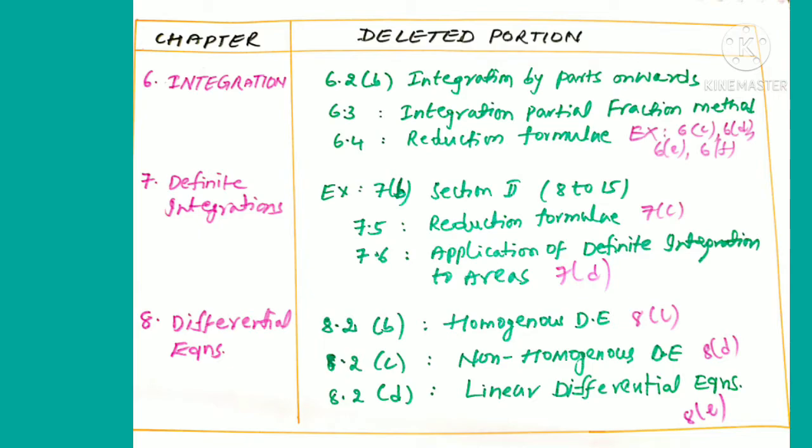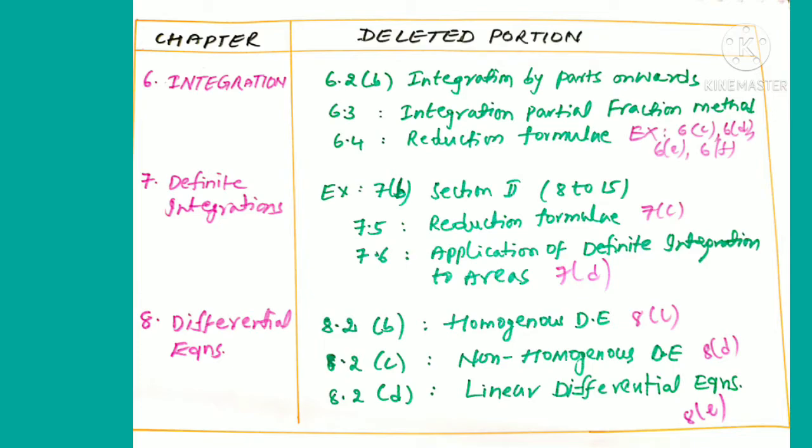Now I can come to the definite integrations. In definite integrations, exercise 7b section 2, questions 8 to 15 are deleted, and section 7.5 reduction formula, means 7c, is deleted. 7.6 applications of definite integrals to areas, means indirectly 7d is deleted. Means simply 7c and 7d exercises are deleted, and 7b section 2 questions 8 to 15 are deleted. You can understand that indirectly the corresponding examples are also deleted. Is it clear? Now let's come to the last and final topic, differential equations.